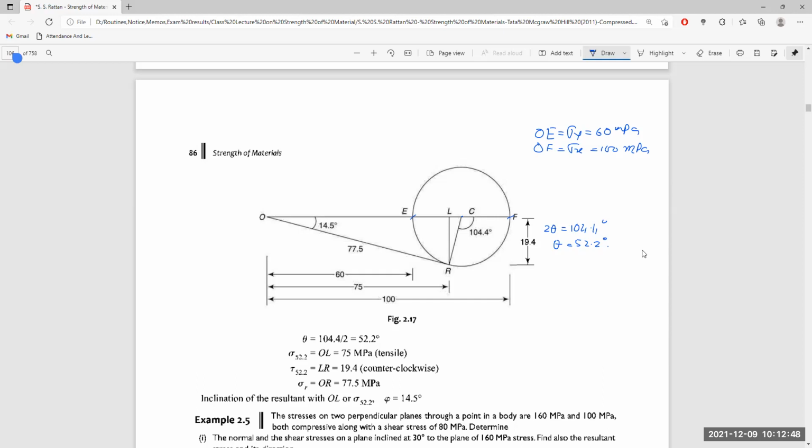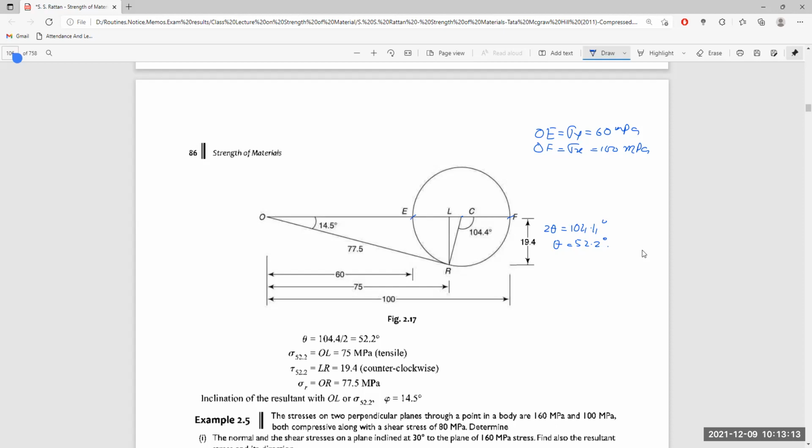So our input here is the stress along x-axis, which we plot here as OF, and stress along y-axis, which we plot here as OE. Both are tensile in nature, so they will come on the right side of the origin. Next, by plotting these two, we find the central point of the difference between these two lengths. The difference between the two lengths is EF and the central point is C. With the center at C and radius CF or CE, we draw the Mohr circle.